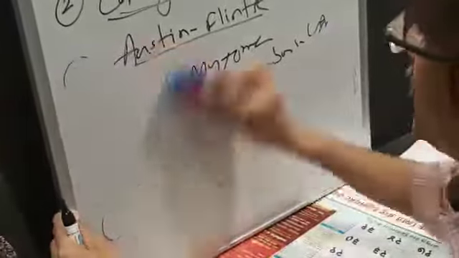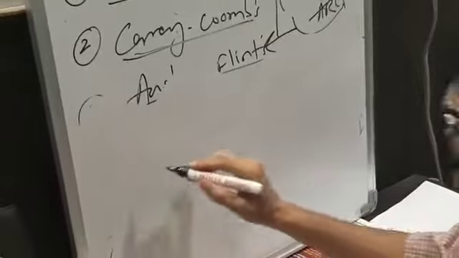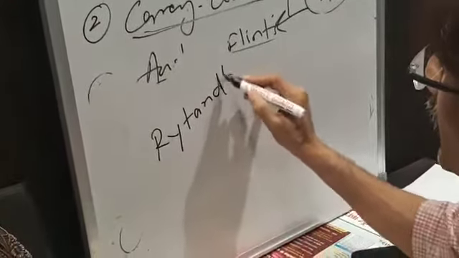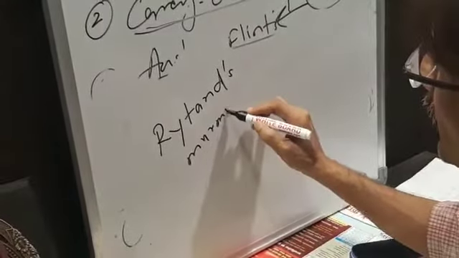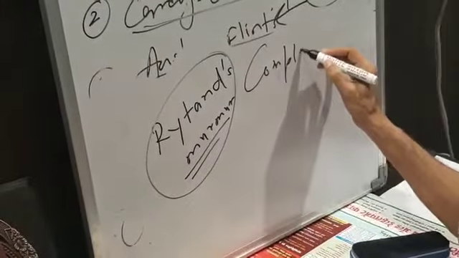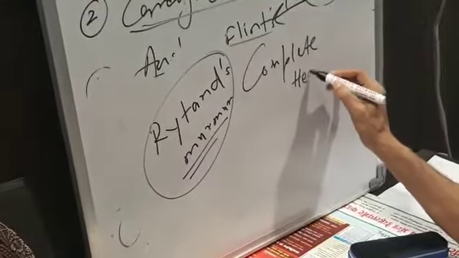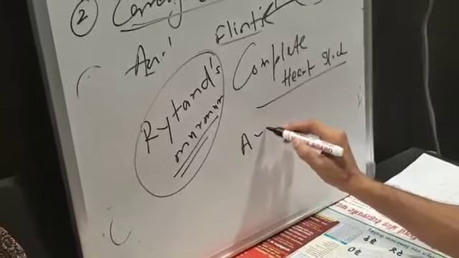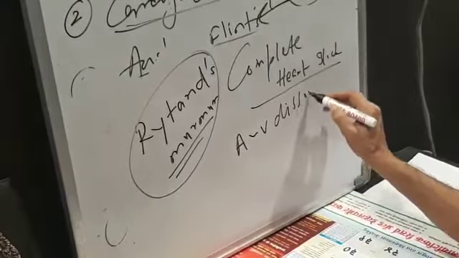Another interesting mid-diastolic murmur at apex is known as Rytand's murmur. This is a mid-diastolic to late diastolic murmur which is seen in complete heart block. What is happening in heart block? You know, there is AV dissociation. AV dissociation due to complete heart block.